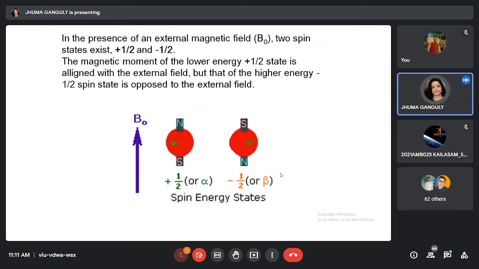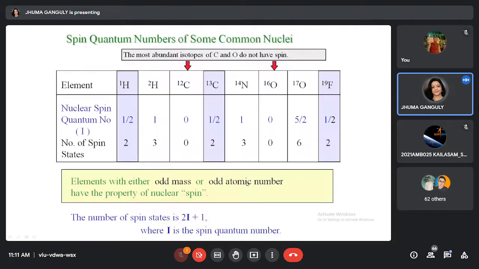Now, in the presence of an external magnetic field, two spin states exist that you always know, plus half and minus half. The magnetic moment of the lower energy plus half state is aligned with the external field, but that of the higher energy minus half state is opposed to the external field. These are the spin energy states. So that is the higher energy level, and that is the lower energy level.